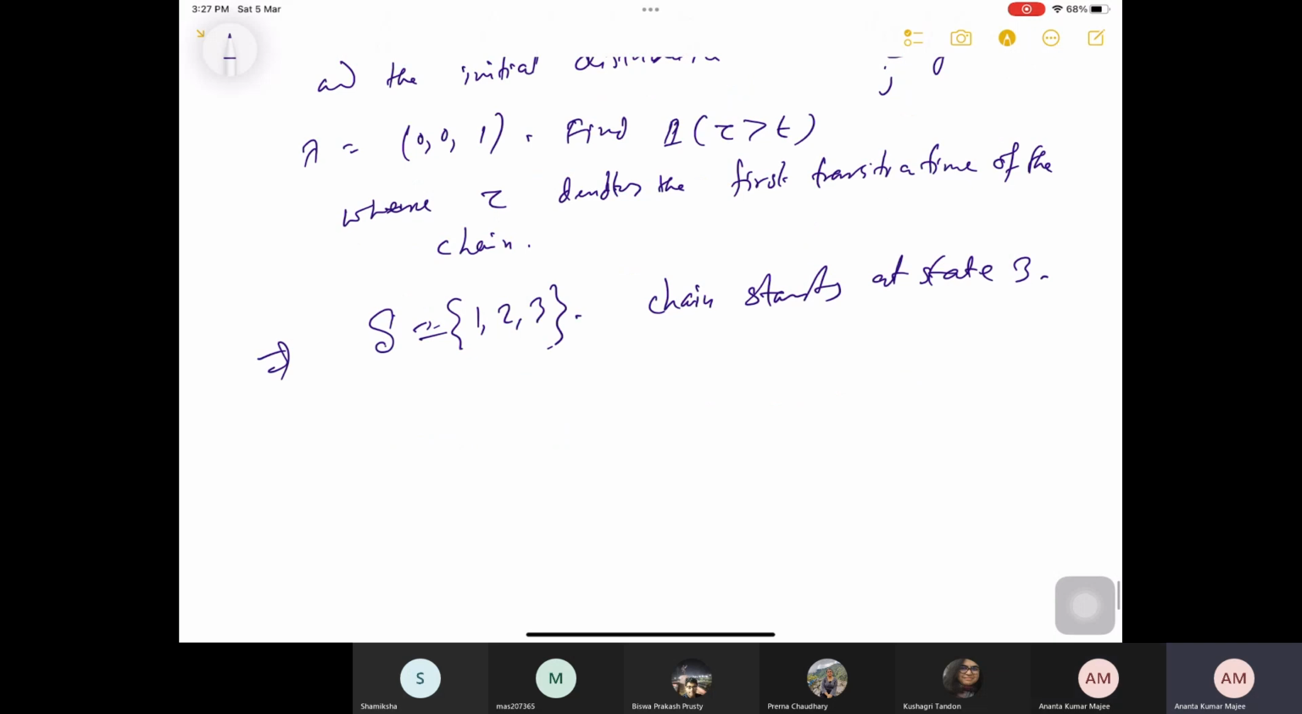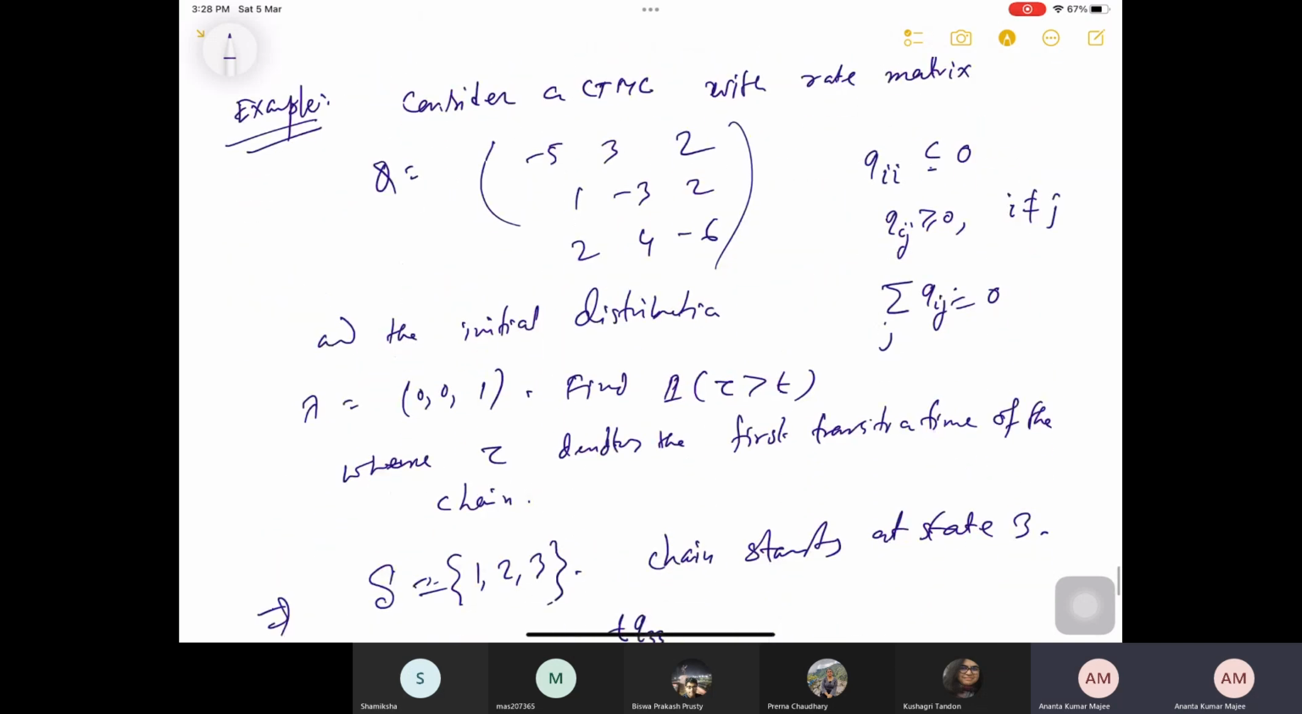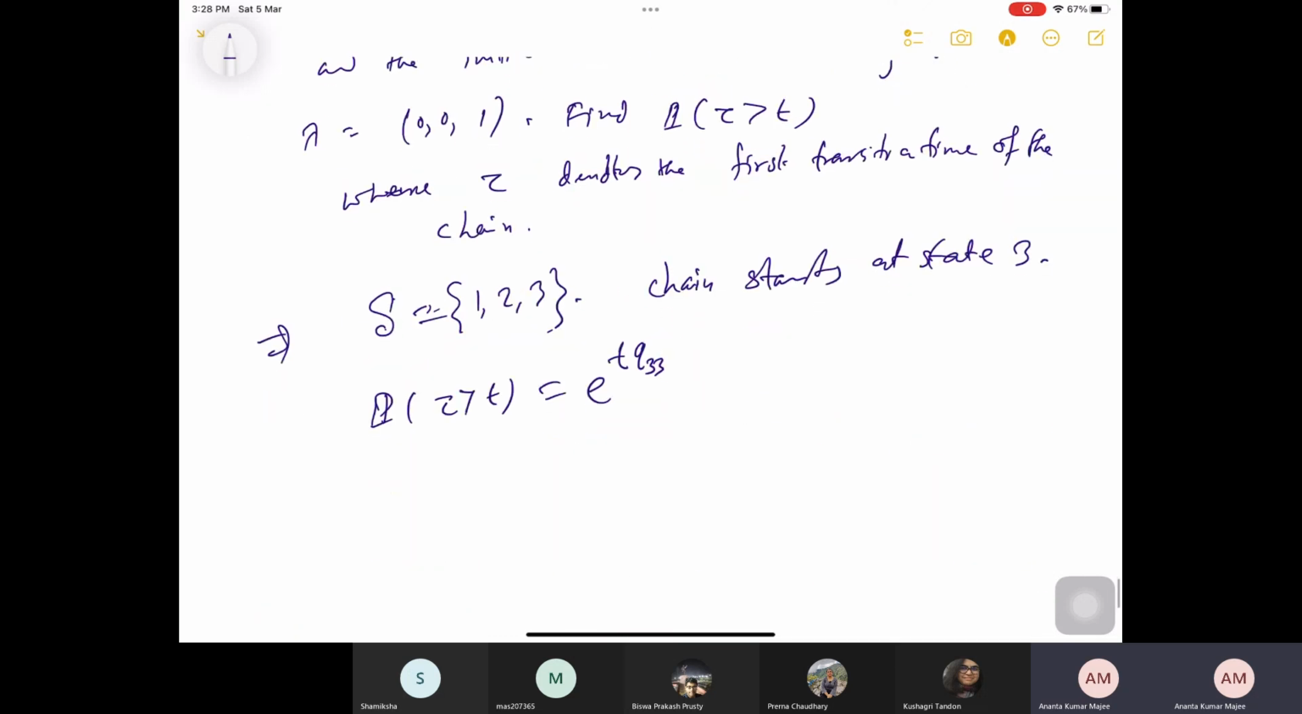Is it not? So the probability that tau is greater than t should be e to the power t q_33. That is why I means the start state i, and then how much time it will spend there before jumping to another state. So this initial distribution gives you where it actually started. So t q_33 is nothing but e to the power minus 6t.